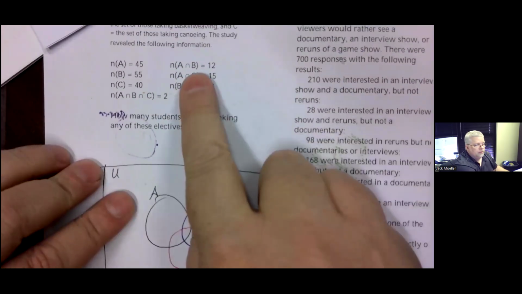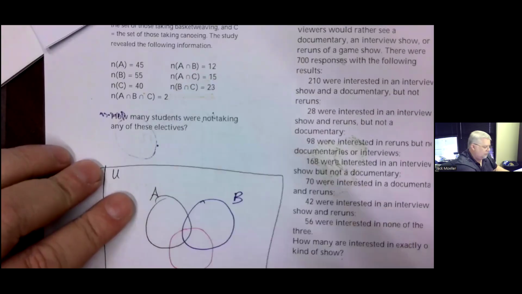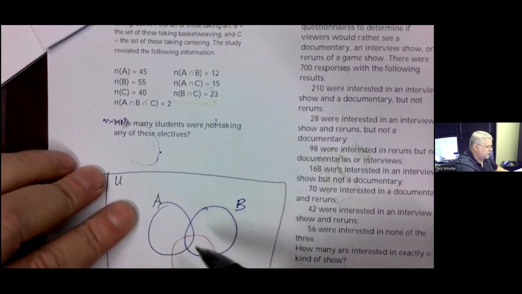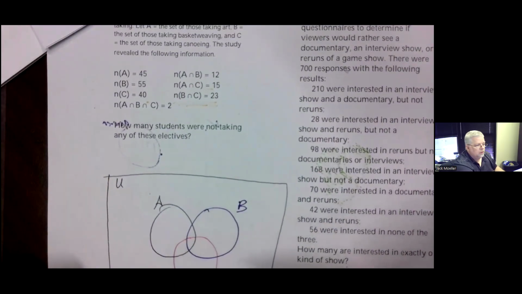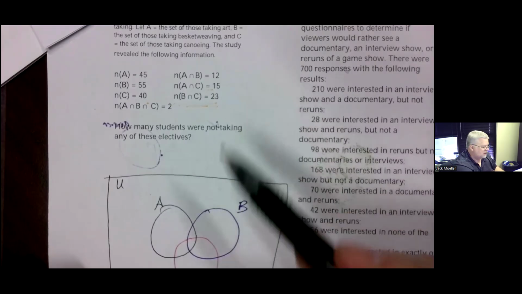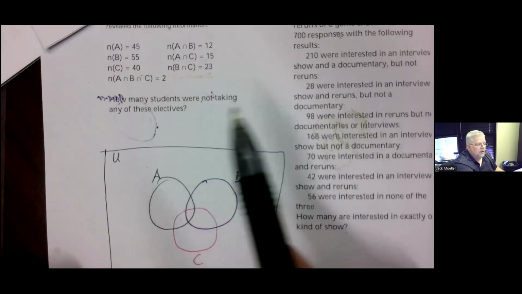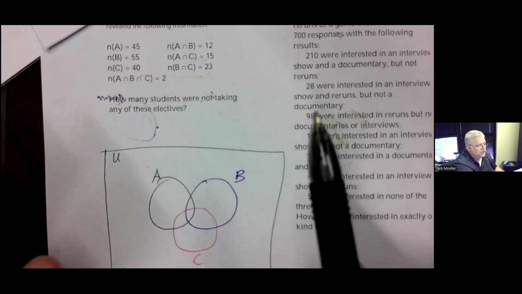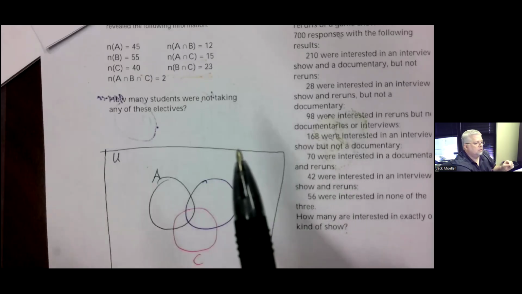Can we use A intersection B is 12? Well, with A intersection B, notice that it doesn't say anything about C. So you kind of have to ignore the C circle. If we want A intersection B, that's the overlap. So that's the 2 regions there. So those intersections of A and B, A and C, B and C, we can't use those yet because there are 2 places that the numbers go.